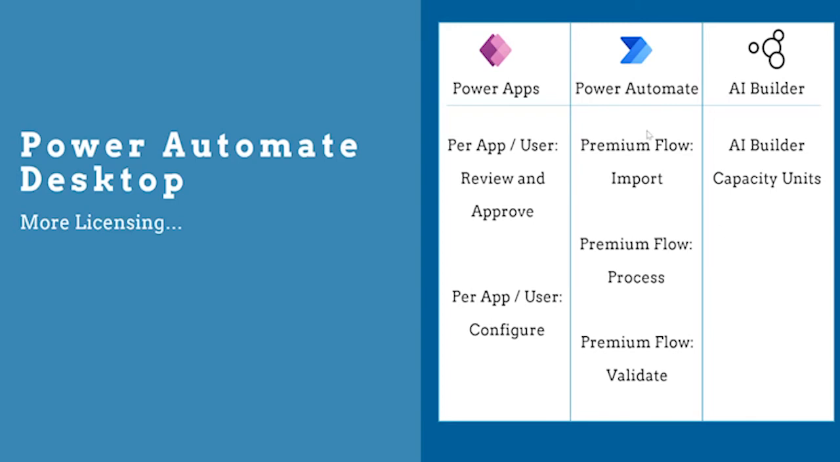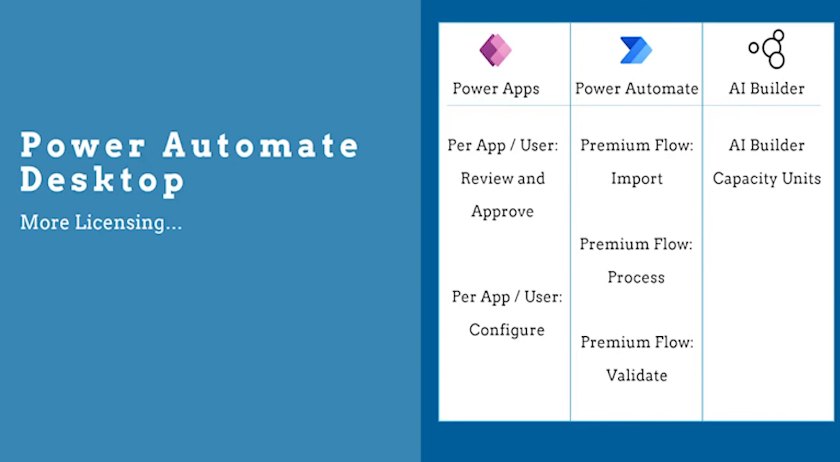So we've talked about these three flows. These are all premium flows as well. They are connecting to the Dataverse using cool stuff like AI Builder as well. So keep in mind there's a premium license there that you'll have to supply. And then finally, we are leveraging AI Builder, and you are going to need capacity units from within AI Builder to effectively run your AIs. So that's another carrying cost of the solution that you need to consider.